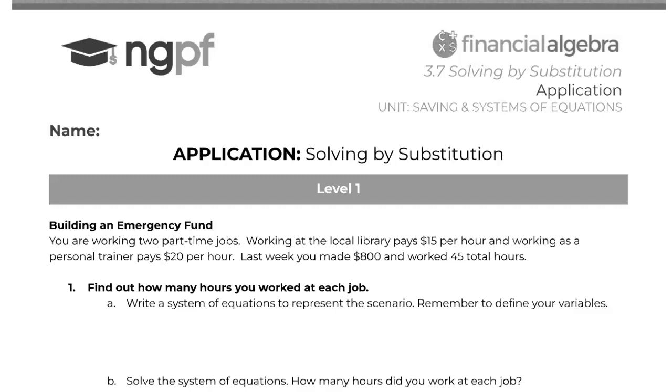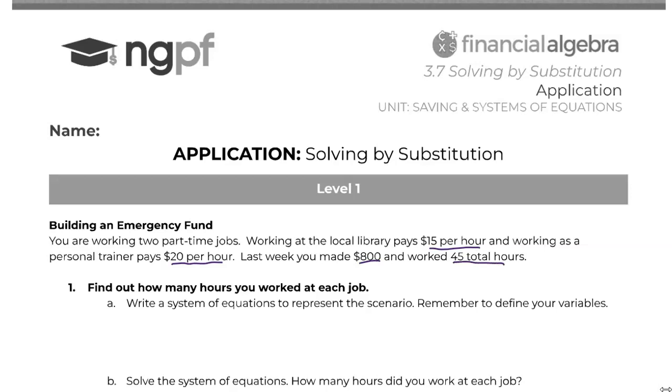Here is the Lesson 3.7 application packet. The Level 1 question says, you are working two part-time jobs. Working at the local library pays $15 per hour, and working as a personal trainer pays $20 per hour. Last week, you made $800 and worked 45 total hours.